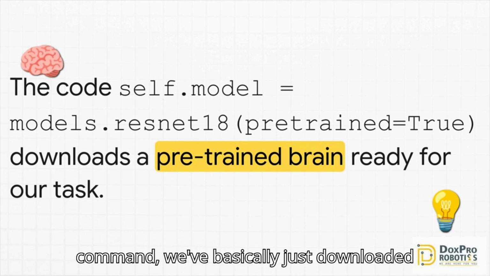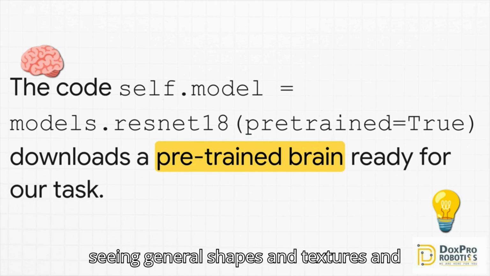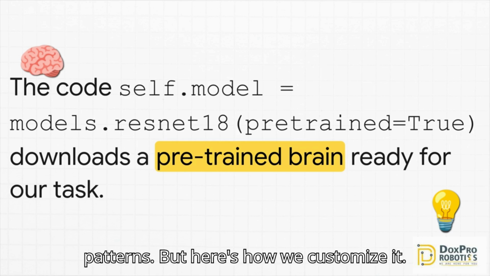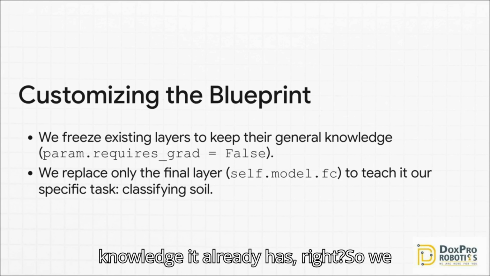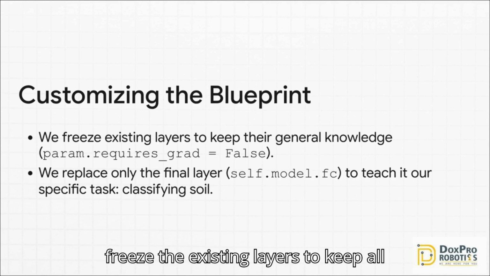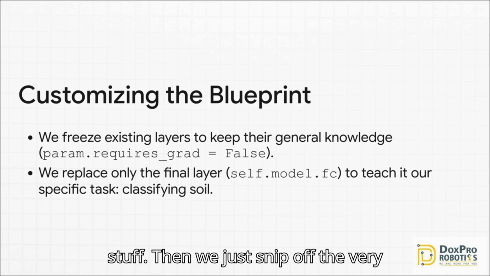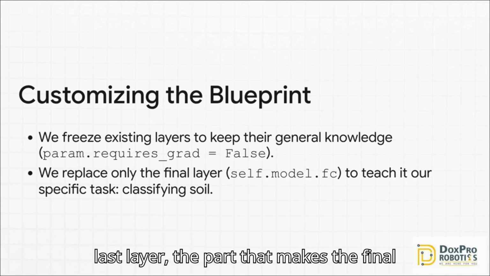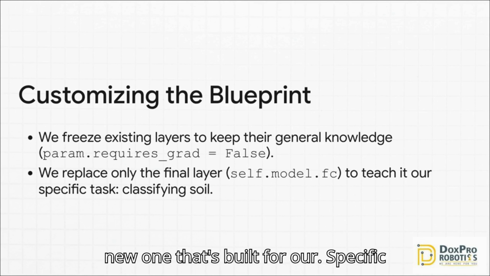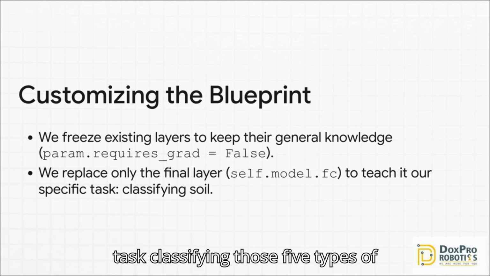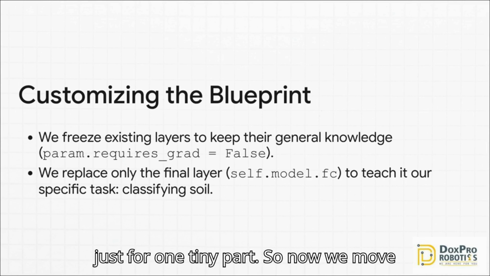With one command, we've basically just downloaded an AI brain that's already an expert at seeing general shapes and textures and patterns. But here's how we customize it. We don't want to mess with all that knowledge it already has, right? So we freeze the existing layers to keep all its general wisdom about shapes and stuff. Then we just snip off the very last layer, the part that makes the final decision, and we swap it out with a brand new one that's built for our specific task, classifying those 5 types of soil. It's like a brain transplant, but just for one tiny part.